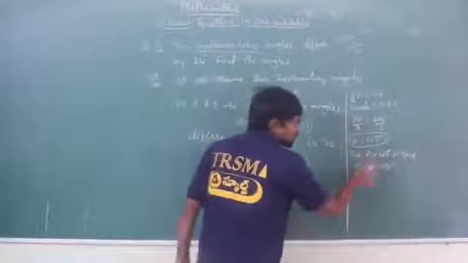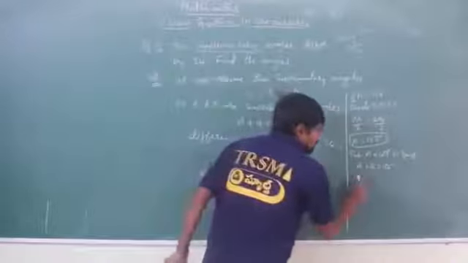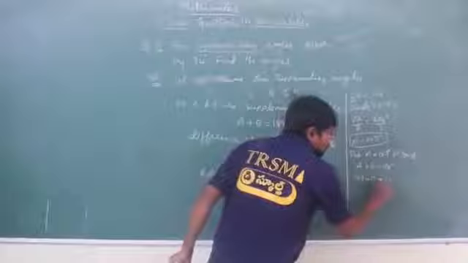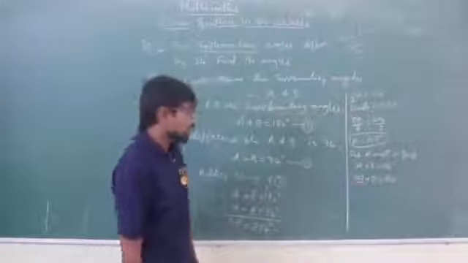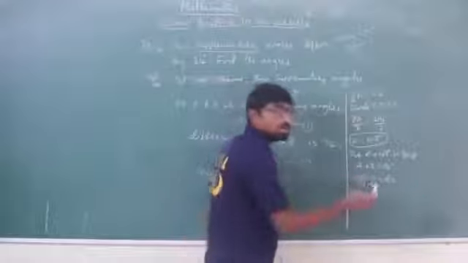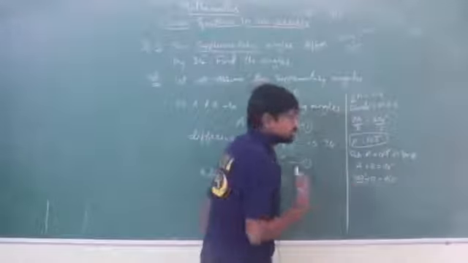So the A value I am substituting in equation 1. So 107 plus B is equal to 180. 107 is added to this variable, so I have to use the additive inverse, that is minus.